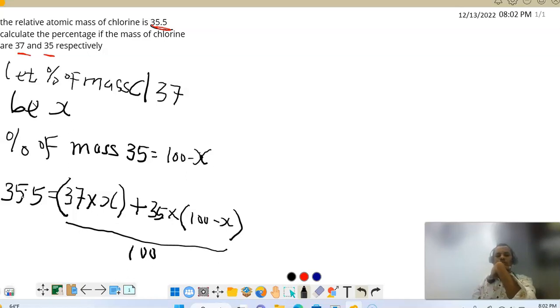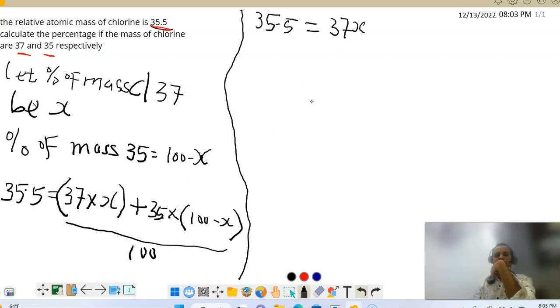So we rewrite the equation. 35.5, which is the relative atomic mass, is equal to 37 times X, 37X, plus 35 times 100, it will be 3,500, minus 35 times negative X, it will be negative 35X, all over 100.